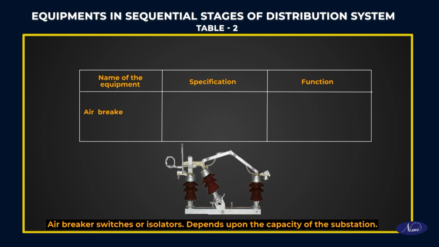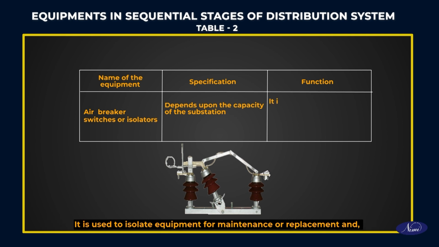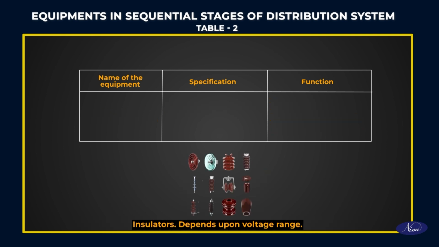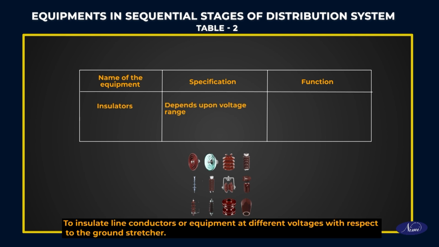Air break switches or isolators depend upon the capacity of the substation. It is used to isolate equipment for maintenance or replacement, and it can be operated manually. Insulators depend upon voltage range. They insulate line conductors or equipment at different voltages with respect to the ground structure.